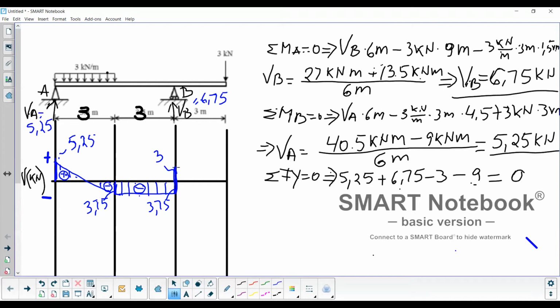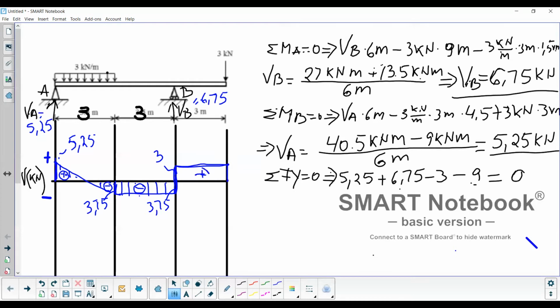So from this point, I'm looking at the next section. I have a point load at the end, but the section doesn't have any other load, which means my diagram will look constant. So I'm going with 3 constant all the way till I reach the end of the beam. And in this point, I have to go down 3 kilonewtons, which is exactly how much I need to get back to 0.